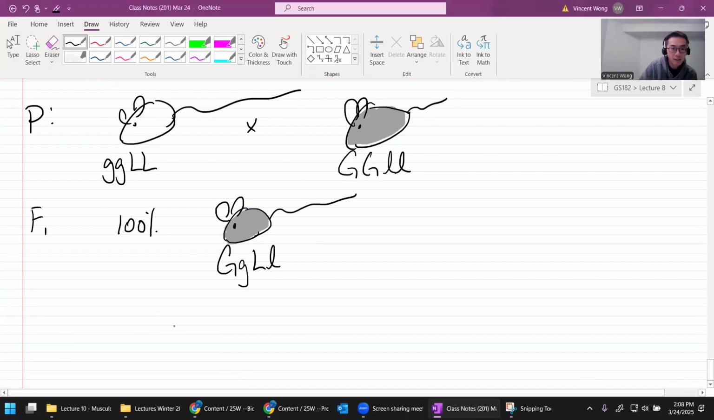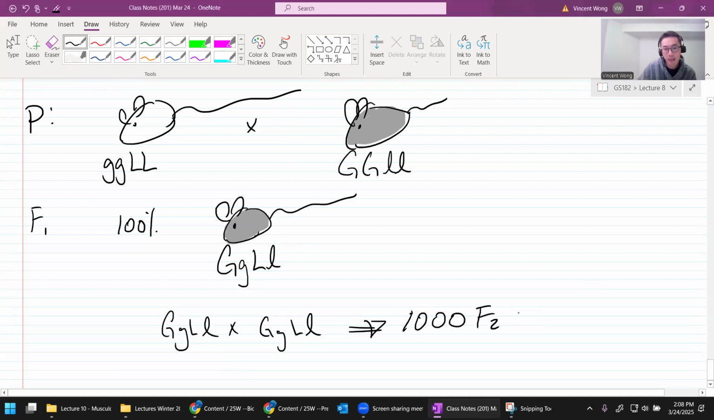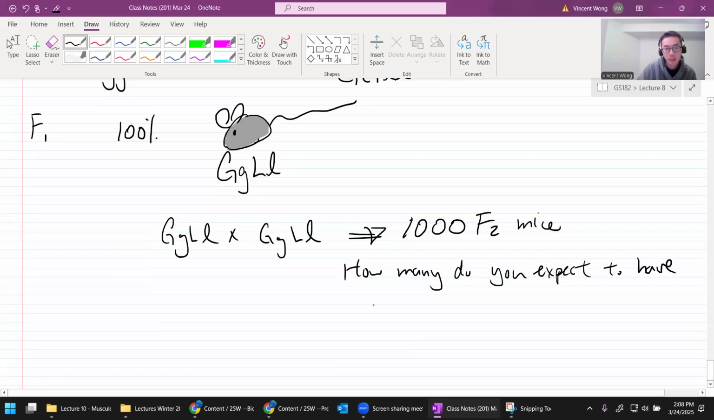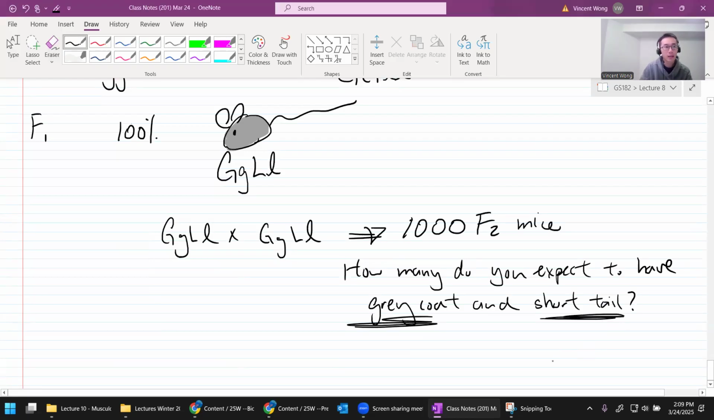Now, if I take this one, cross it with this one, we're going to get F2, and let's say we get 1,000 F2 mice. How many do you expect to have gray coat and short tail? Okay. How many do you expect to have gray coat and short tail?